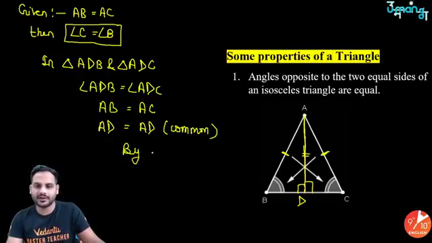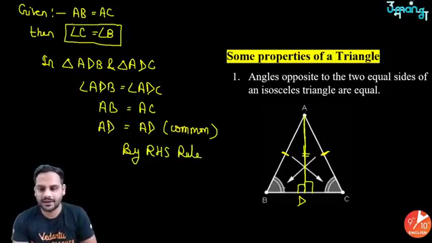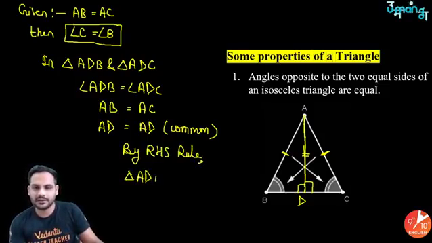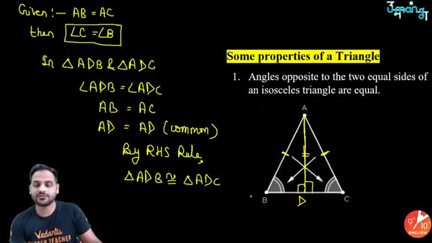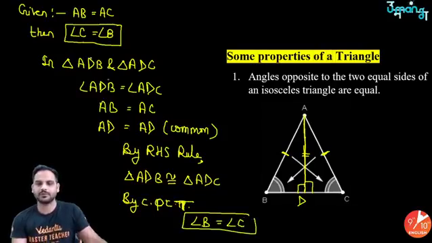So by the RHS rule, we can clearly say triangle ADB is congruent to triangle ADC. And if these two are congruent, by CPCT we can say that angle B is equal to angle C. Angle B is equal to angle C, right?